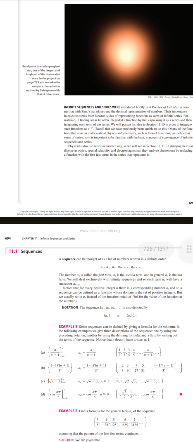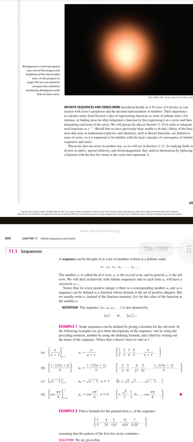Section 11.1 Sequences. A sequence can be thought of as a list of numbers written in a definite order: a1, a2, a3, a4, all the way to an. The number a sub 1 is called the first term, a sub 2 is the second term, and in general, a sub n is the nth term. We will deal exclusively with infinite sequences, and so each term a sub n will have a successor a sub n plus 1. Notice that for every positive integer n, there is a corresponding number a sub n.